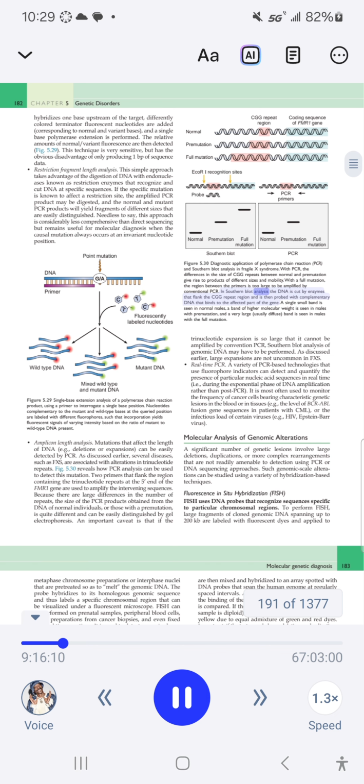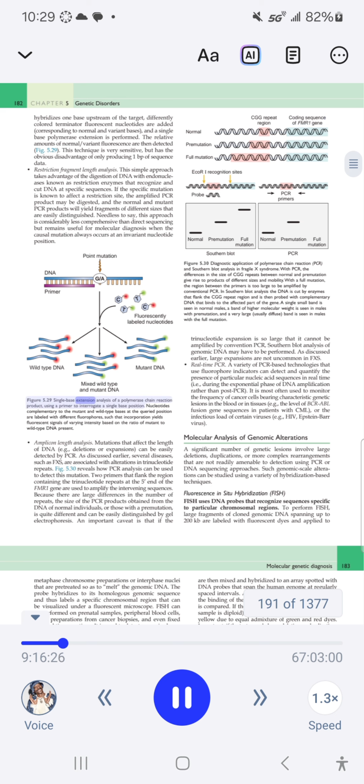In Southern blot analysis, the DNA is cut by enzymes that flank the CGG repeat region and is then probed with complementary DNA that binds to the affected part of the gene. A single small band is seen in normal males, a band of higher molecular weight is seen in males with premutation, and a very large, usually diffuse band is seen in males with the full mutation. PCR primers. Coding sequence of FMR1 gene, wild-type DNA.